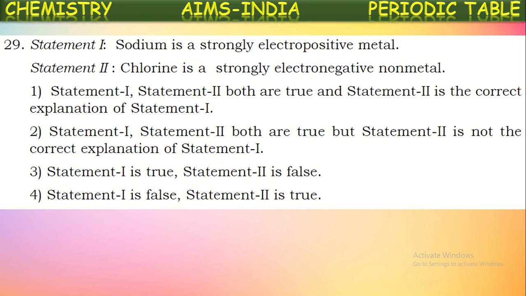Okay, next one. Sodium is a strongly electropositive element. Yes, it belongs to the first group. It is one of the strong electropositive elements. That's correct. Next was the second statement. Chlorine is a strongly electronegative element. Of course, it is also correct. It belongs to the 7th A group, that is the halogen group. Halogen group elements are strongly electronegative elements. So both are correct statements, but there is no explanation between these two. What will be the correct answer? Both are true, but it is not the explanation for the first one.